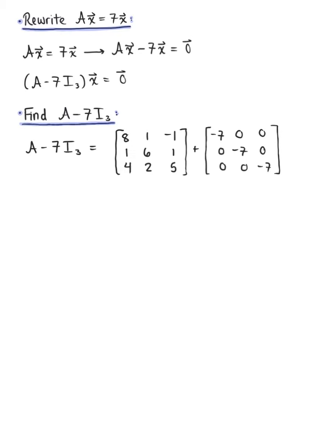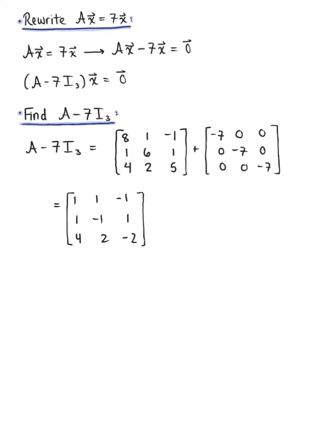And we are now ready to go ahead and combine up those like terms. So 8 minus 7 is 1, 1 plus 0 is 1, negative 1 plus 0 is negative 1. Second row is 1 plus 0 is 1, 6 minus 7 is minus 1, 1 plus 0 is 1. Third row, 4 plus 0 is 4, 2 plus 0 is 2, 5 minus 7 is negative 2.